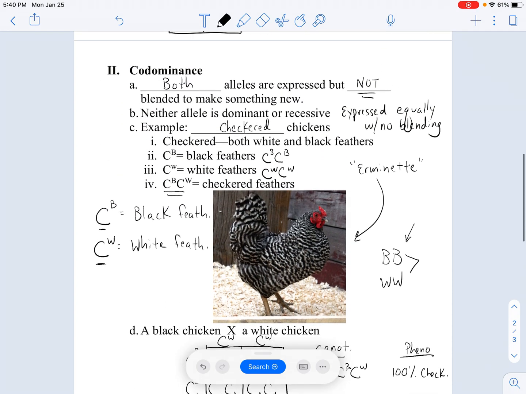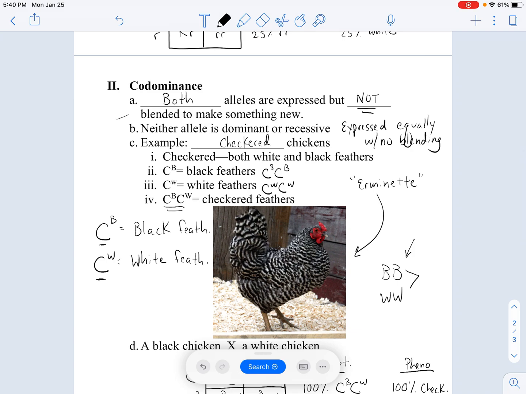So again, that's called codominance. Both alleles are expressed, not blended. They are expressed equally, and again, no blending.